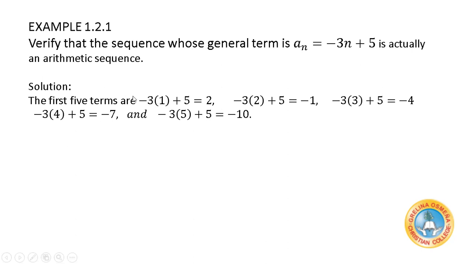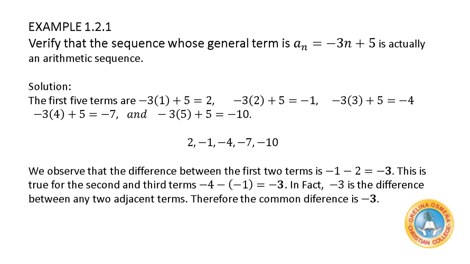So negative 3 times 1 is negative 3 plus 5, that's positive 2. The second term, negative 3 times 2, that's negative 6 plus 5, it's negative 1. The third term, negative 3 times 3, that's negative 9 plus 5 is negative 4. The fourth term, negative 3 times 4, that's negative 12 plus 5 is negative 7. And the fifth term, negative 3 times 5 is negative 15 plus 5 equals negative 10. So we have our sequence 2, negative 1, negative 4, negative 7, and negative 10.